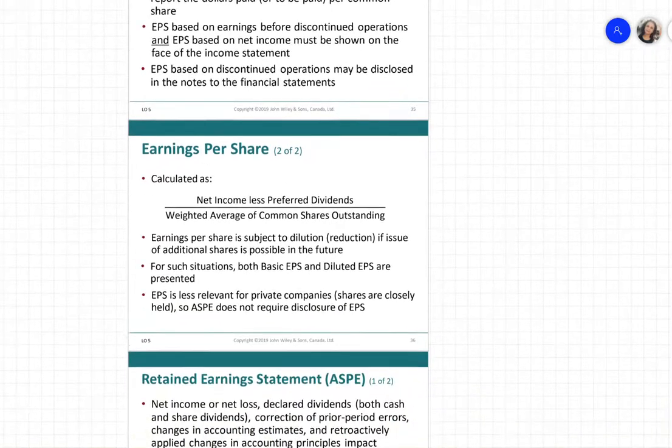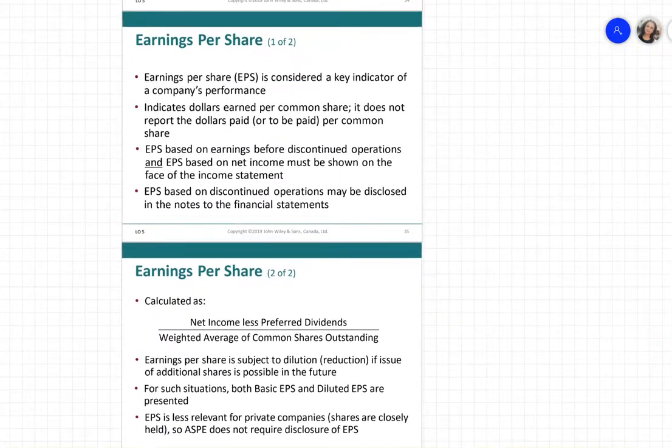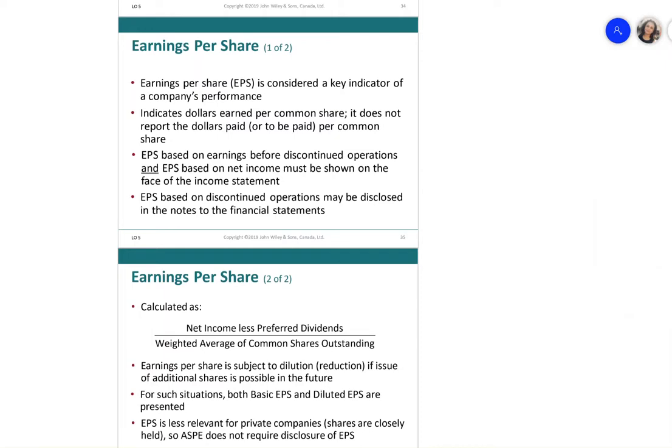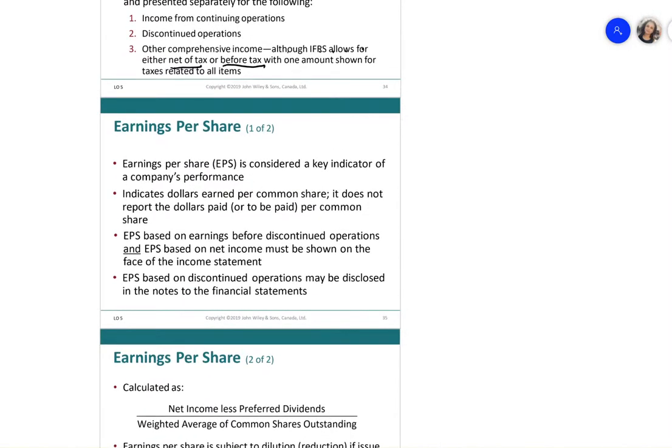The next part we're looking at is earning per share. When we're looking at earning per share, as a shareholder, you want a piece of the pie. Every share you own, you want part of the income that the company made as your earnings. So earning per share is considered a key indicator of a company's performance. If the company has a net income, they're going to pay a dividend, and that's what's called a share of the pie.